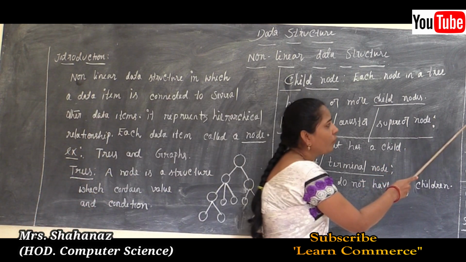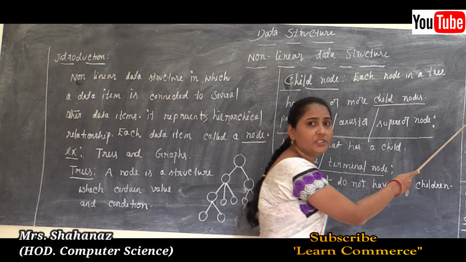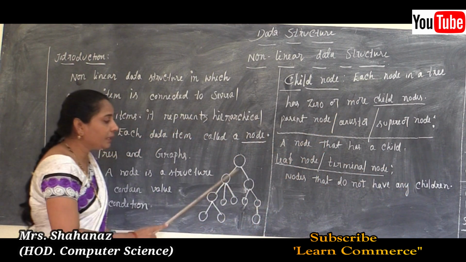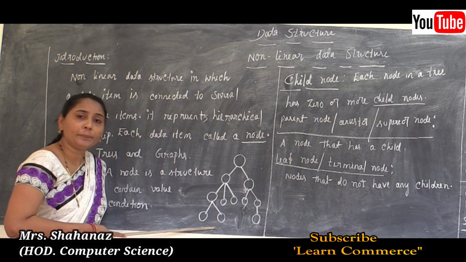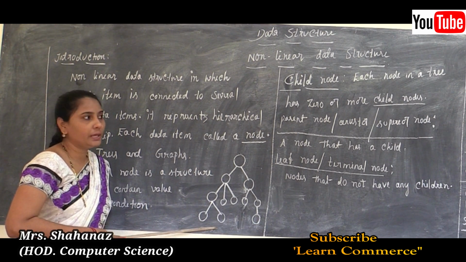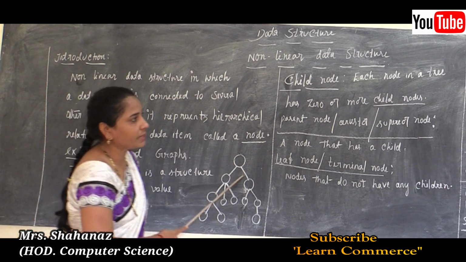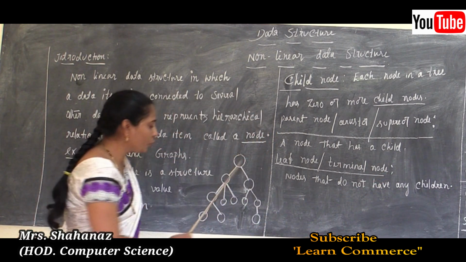Now second thing, what do you mean by the depth of a tree? The depth of a node is the length of the path to its root.